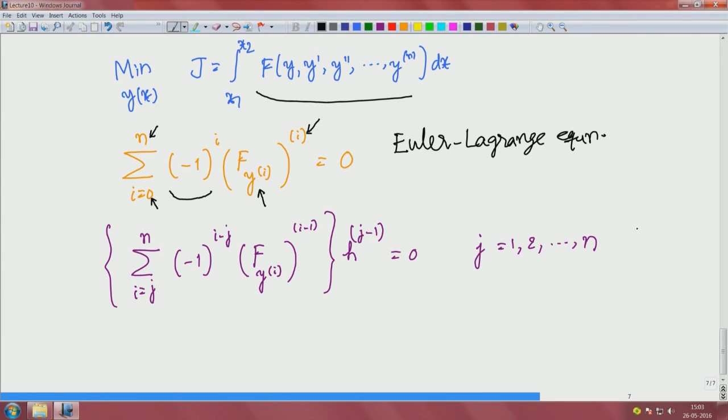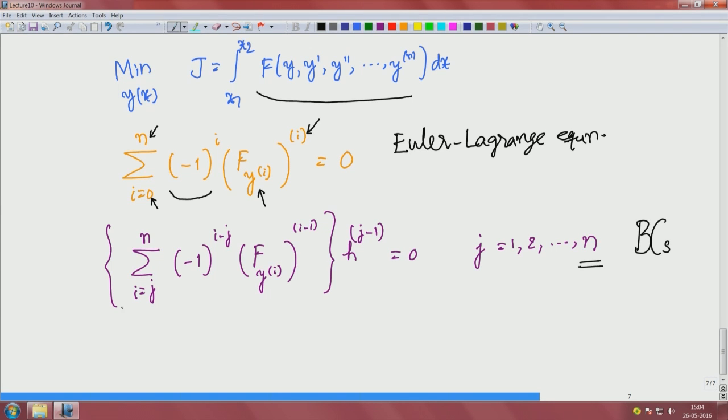And here we have the boundary conditions. How many boundary conditions are there? There are n boundary conditions because you have j equal to 1 to n. So, if you have up to n derivatives, you will have n boundary conditions. If you have n equal to 2, then you will have 2 boundary conditions, and so forth.